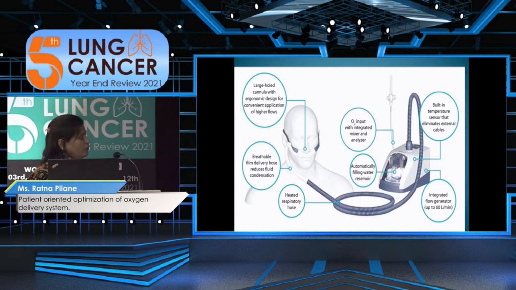Then oxygen input with integrated mixer and analyzer. This is the machine. Then a built-in temperature sensor that eliminates the external cables. This is the cable where we are attaching to the HFNC. This is the HFNC circuit, and here we are using the nasal cannula. This is the breathable film delivery hose, which reduces the fluid condensation, and also the heated respiratory hose. Whenever you start HFNC, if you touch that tube, you will feel that the tube is heated. Then this is the integrated flow generator, up to 60 liter per minute.